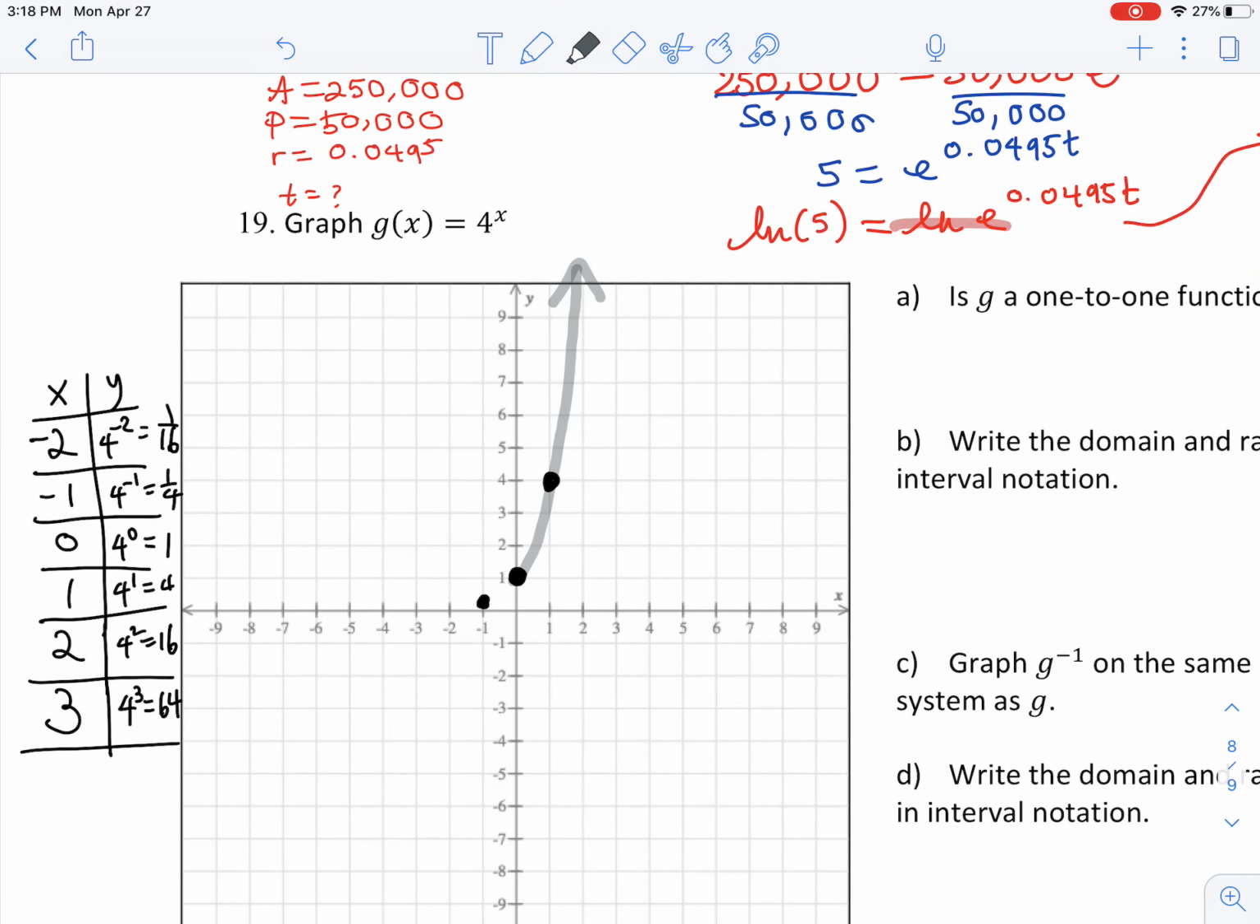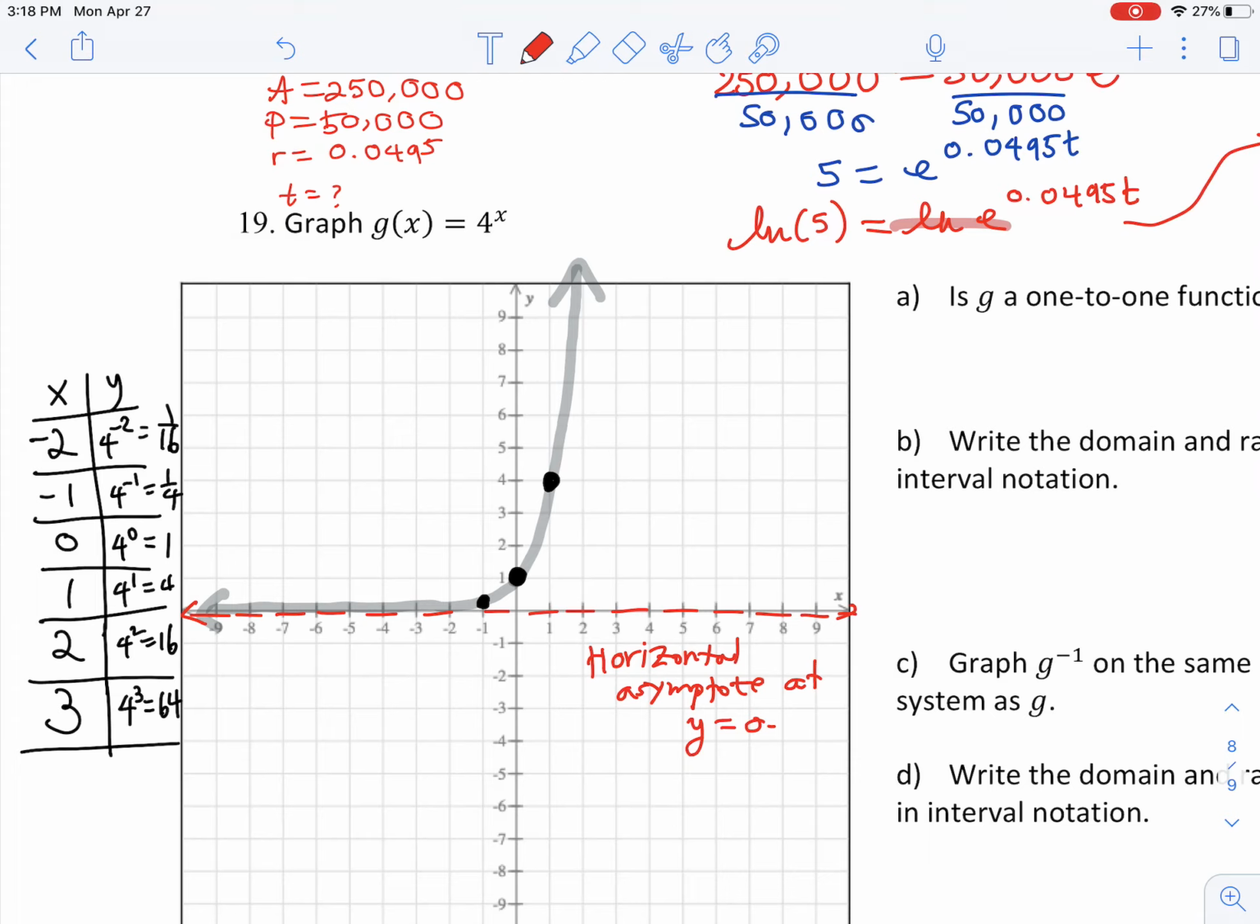But remember, when we graph these exponential functions, they will never go to 0. It's going to get really, really close to 0. But what do we have? We said that we have what kind of asymptote? That red line that I'm sketching right now. We have a horizontal asymptote at y equals 0.